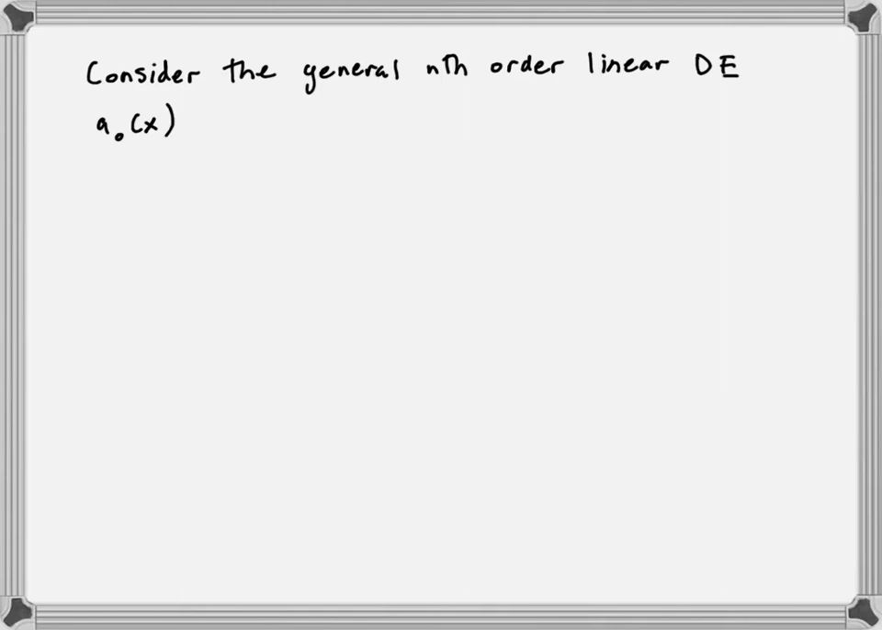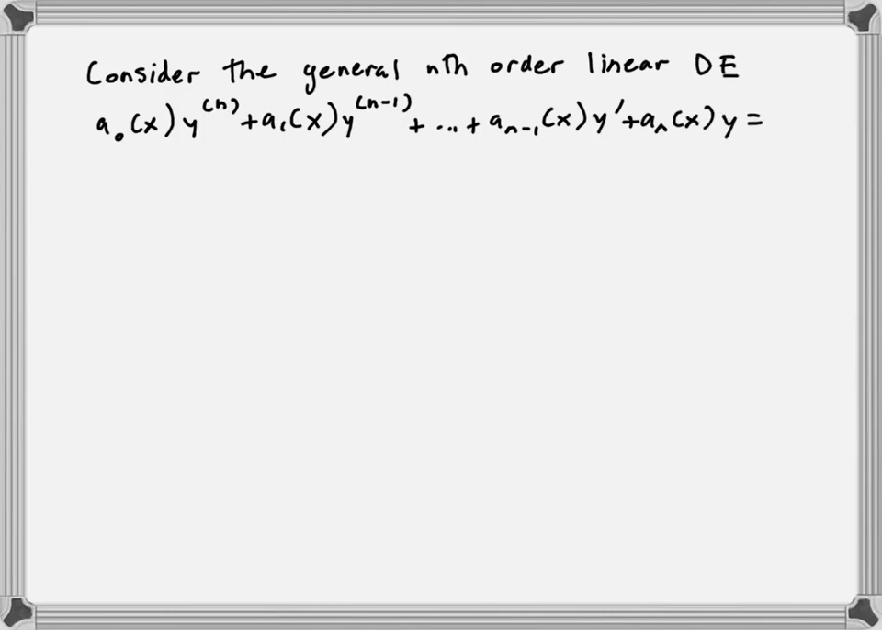It's a naught of x times the nth derivative of y, plus a1 of x times the n minus first derivative, plus and so on. This time I wrote them as clear functions. And I'll call the function on the other side f of x. This is what an nth order linear differential equation looks like.